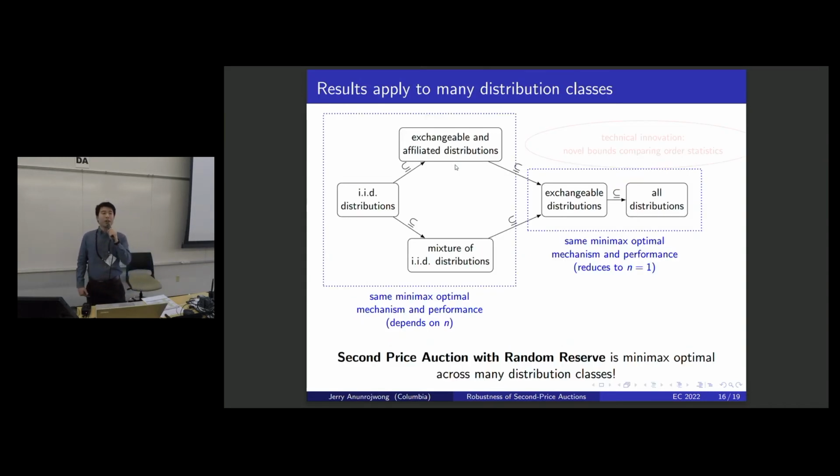So far, we have mostly mentioned NIID bidders, but we would like to emphasize that our results also apply to many distribution classes. In particular, IID, exchangeable and affiliated, and mixtures of IID distributions. And to prove this result, in the exchangeable and affiliated case, we need another technical innovation where we prove novel bounds comparing order statistics of distributions in this class.